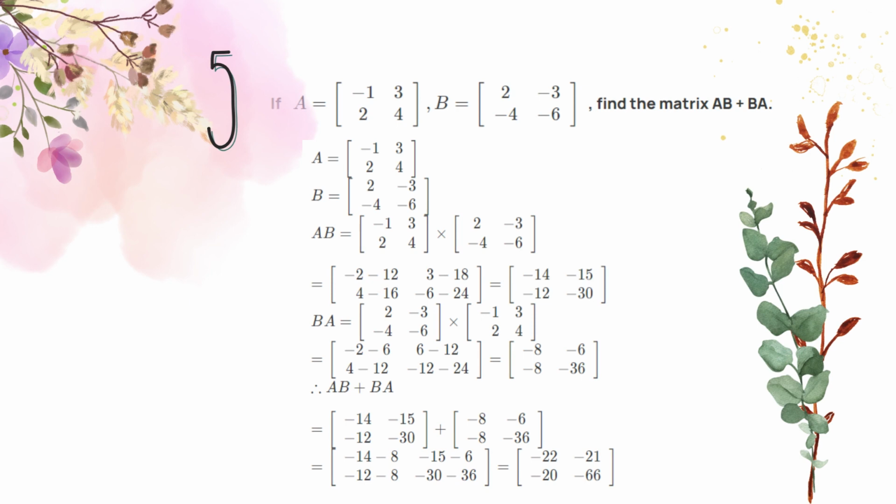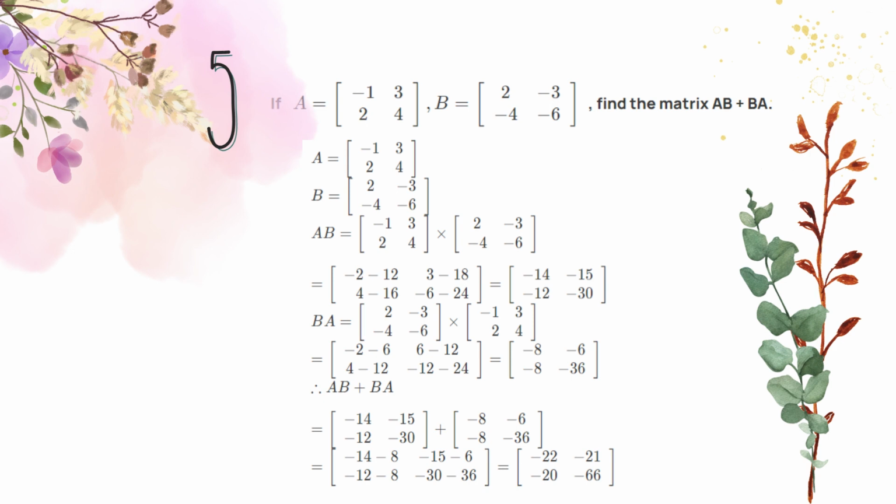Moving on to the next question. If A is equal to -1, 3, 2, 4, and B is equal to 2, -3, -4, -6, find the matrix AB plus BA. A is equal to -1, 3, 2, 4. B is equal to 2, -3, -4, -6.